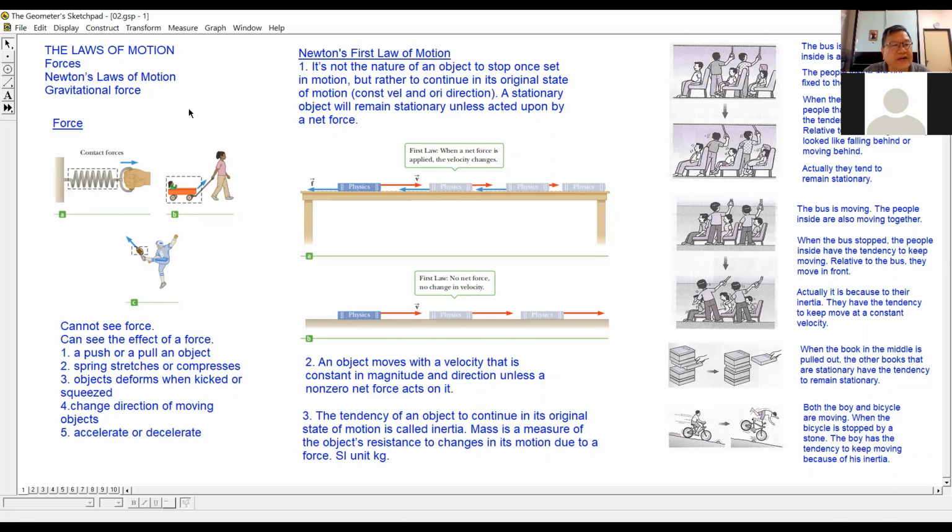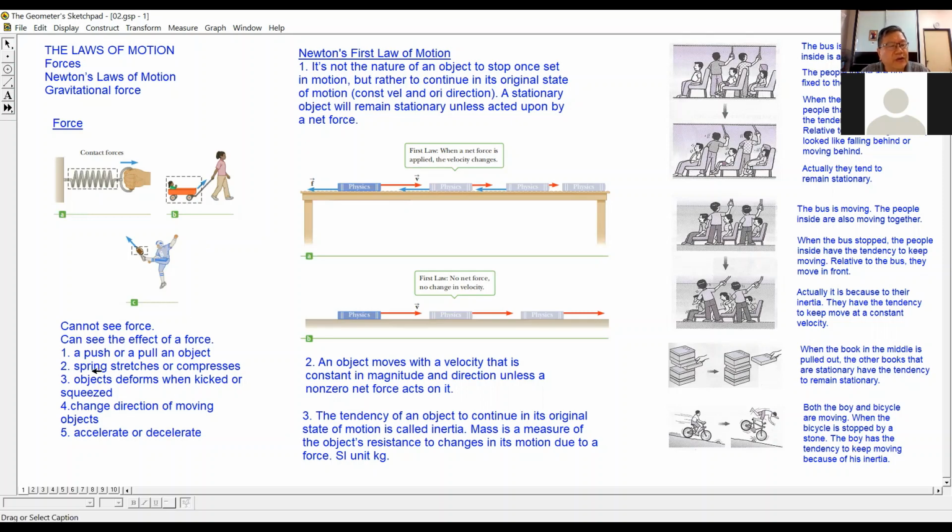Actually, we cannot see the force. We can only see the effect of a force. So what are the effects that we can see? When you push or pull an object, you can see the trolley moving, or you can see the spring being stretched. This is the effect of the force.